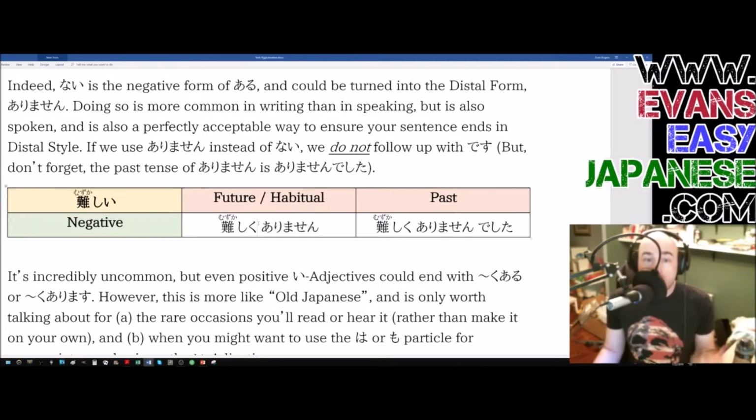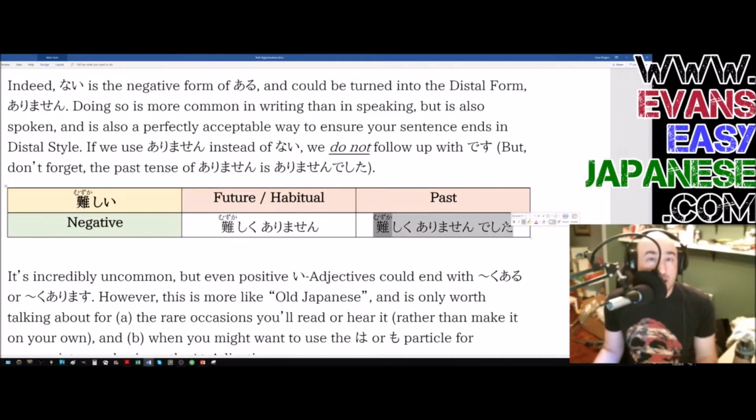Or we could make the negative past, treat it just like a verb. Muzukashiku arimasen deshita. Or make it past tense: muzukashiku arimashita. Once again, these are much less common, but still totally doable. You're going to see this, I don't know, 80-20 writing over speaking. People won't speak this as much as they will write it.